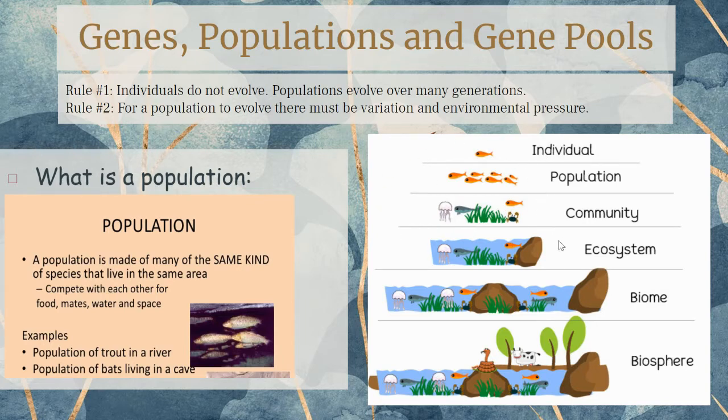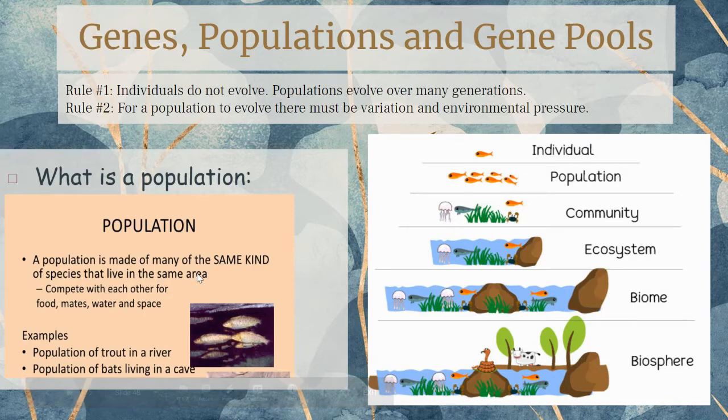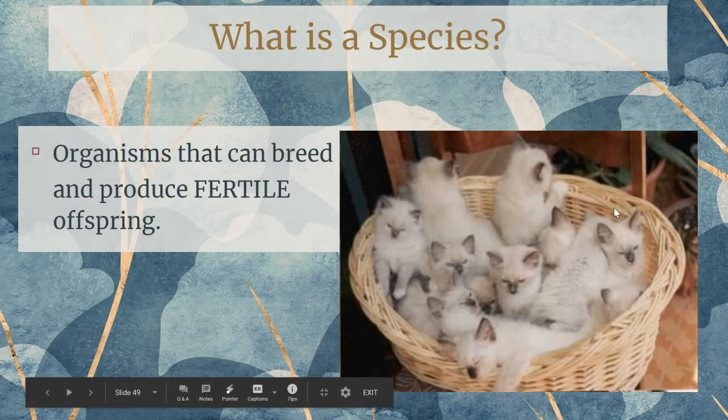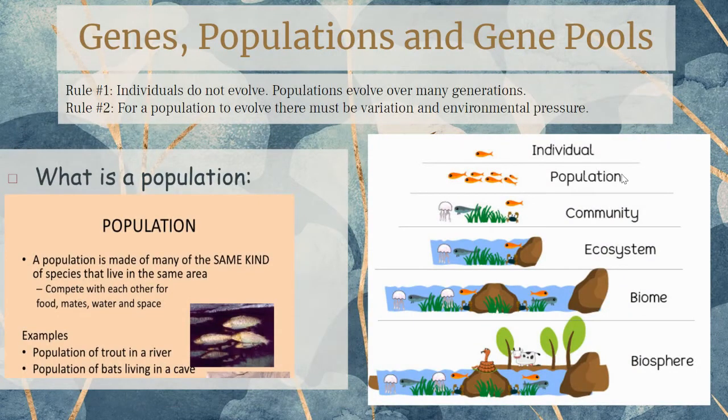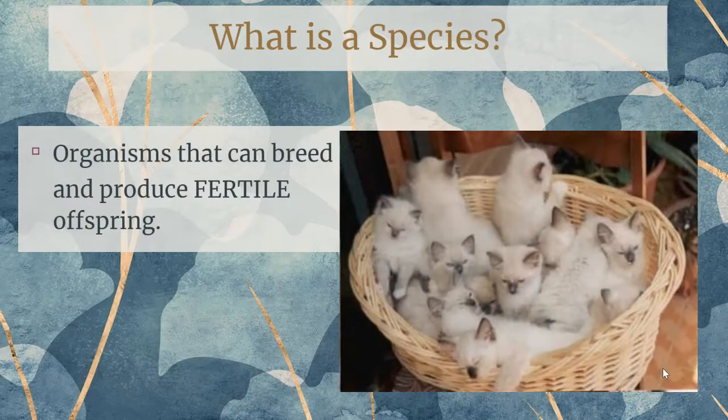We are going to revisit these levels of organization in ecology, and we're going to revisit the definition of population in ecology. But the levels of organization go from individual to population to community to ecosystem. Then we start thinking about the biome that we live in, and then the biosphere, which refers to the part of the planet where life can exist.